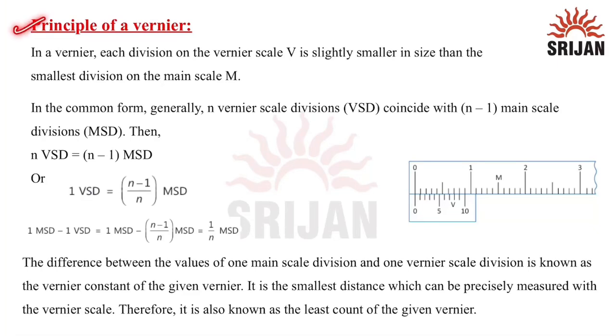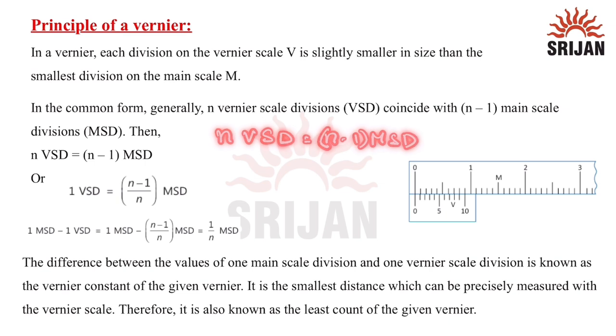In this video, we will learn about the principle of a vernier. In a vernier, each division on a vernier scale V is slightly smaller in size than the smallest division on the main scale M. In a common form, generally n vernier scale divisions coincide with n minus 1 main scale divisions.